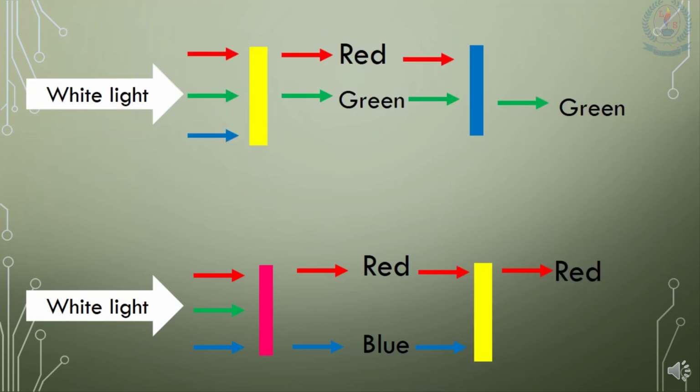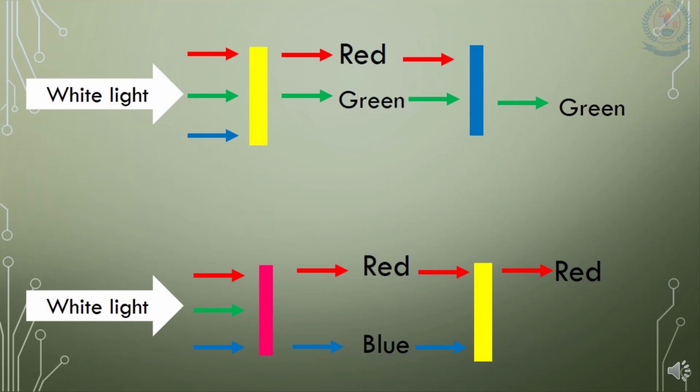So children, now let's see what will happen to a beam of white light when we place two light filters over each other. So as before, we assume the three primary colors go through the filter separately. So here we have a yellow light filter, and red, green and blue colors travel through that filter. So children, what colors will pass through the filter and what colors will be absorbed by the filter?